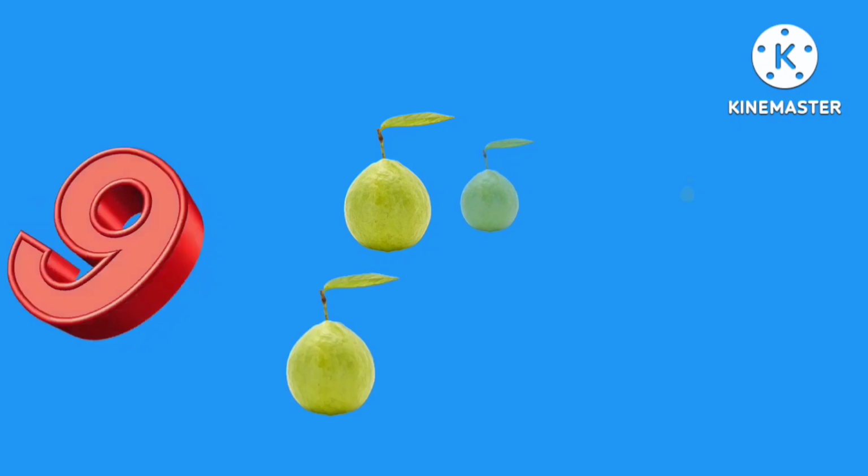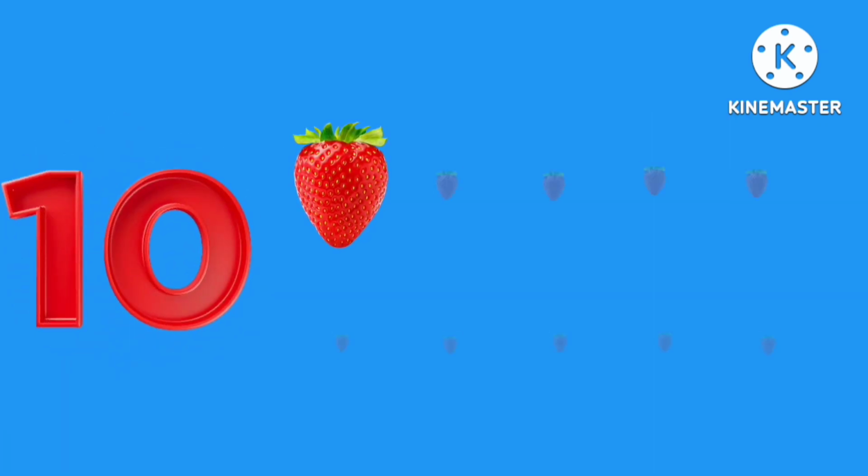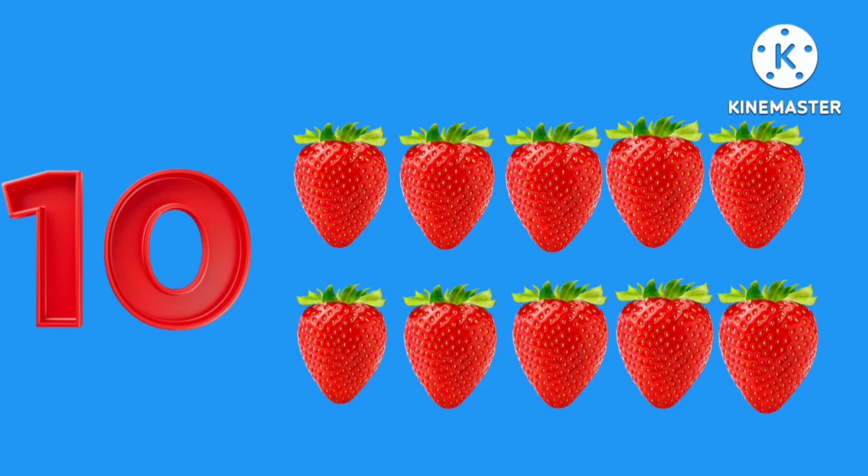9. There are 9 guavas, 1, 2, 3, 4, 5, 6, 7, 8 and 9. Total 9 guavas. Now comes 10. There are 10 strawberries, 1, 2, 3, 4, 5, 6, 7, 8, 9 and 10. Total 10 strawberries.